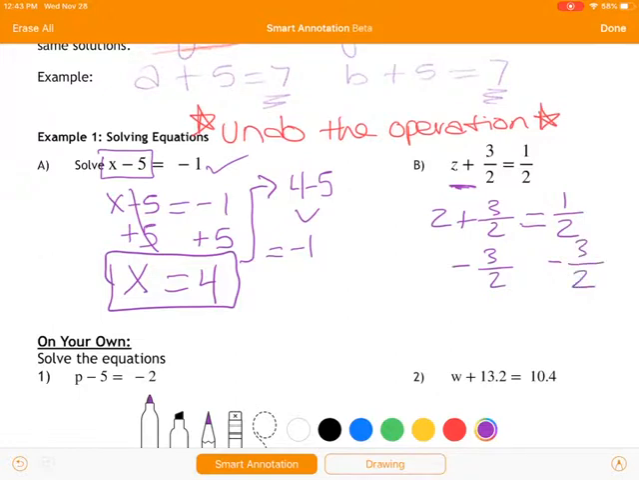So 3 halves minus 3 halves cancels out, equals 0. So we're left with z equals, we have 1 half minus 3 halves. We have the same common denominator, so we can just go ahead and subtract. So we have 1 minus 3, which equals -2.